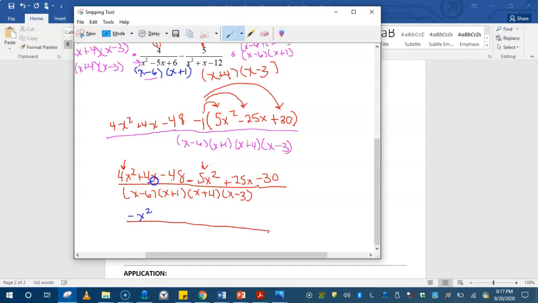The x's, I got a plus 4x and a plus 25x. Well, that's a plus 29x. And then right here, I got a minus 48 and a minus 30. And that is going to be a negative 78. And then all of this is over my factors: x minus 6, x plus 1, x plus 4 and x minus 3.